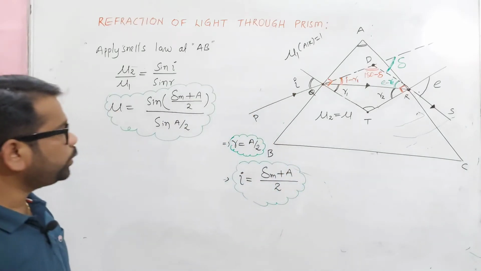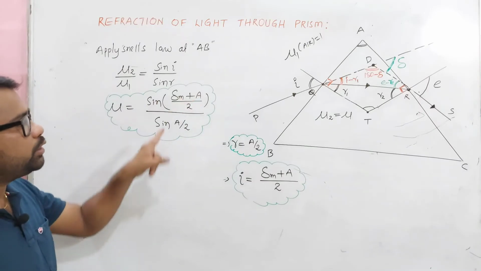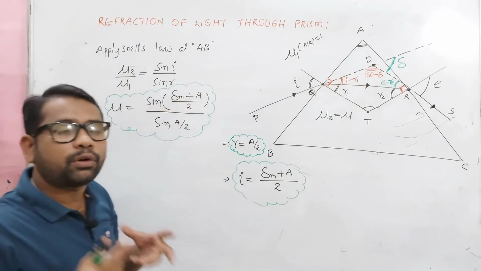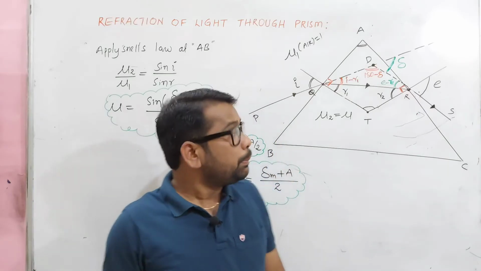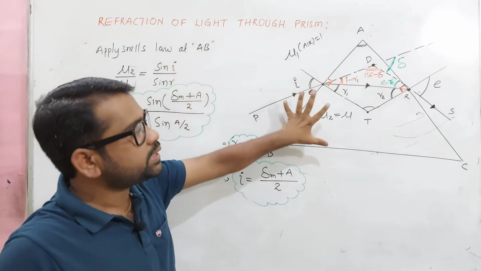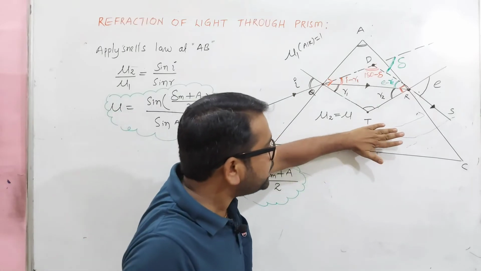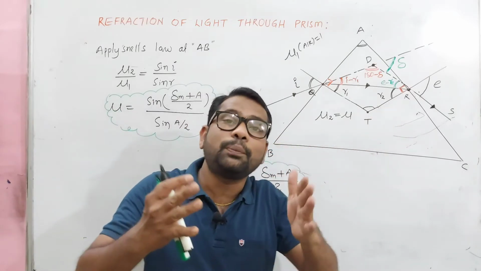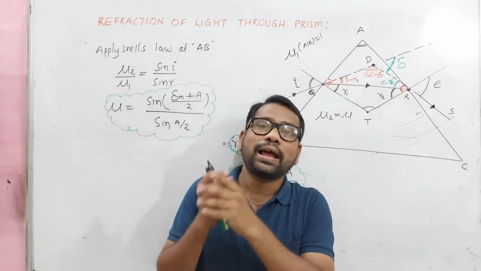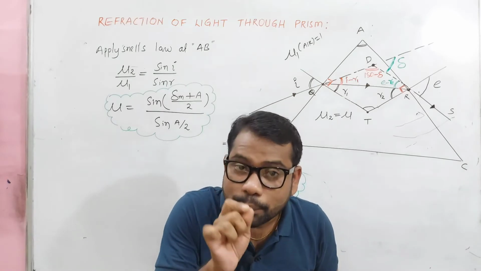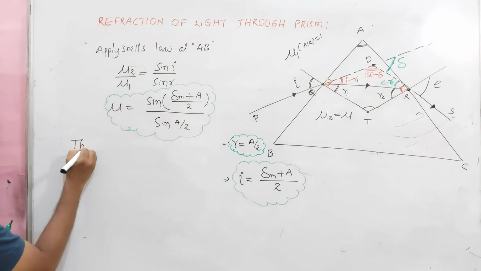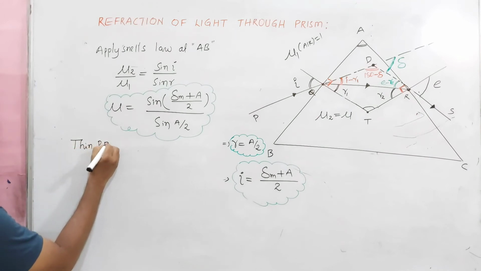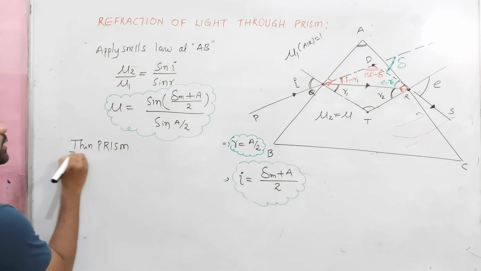By knowing the A value and the delta m value, we can calculate the refractive index of a given prism. But dear children, whatever we discussed here, the prism we have taken is a thick prism. Then what will happen when we consider a thin prism? First of all, what is a thin prism? Very important, children.